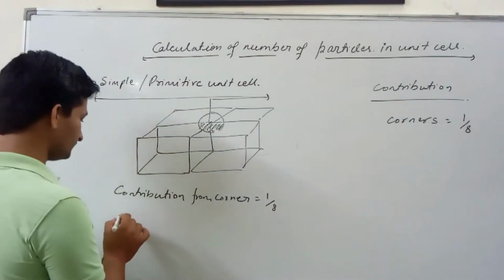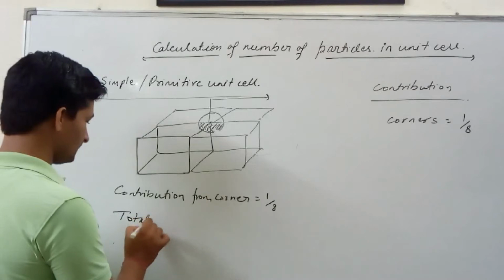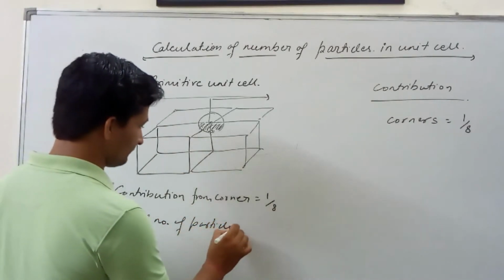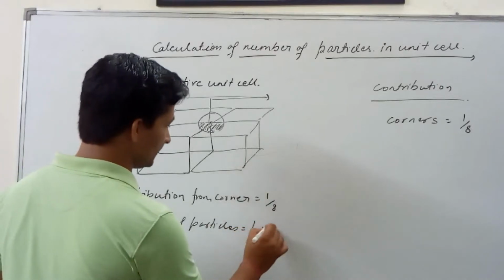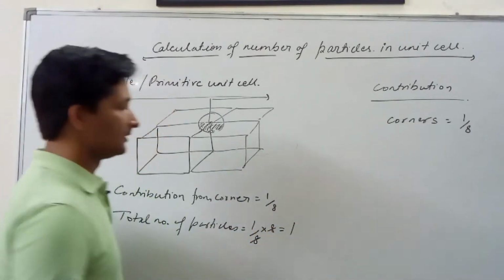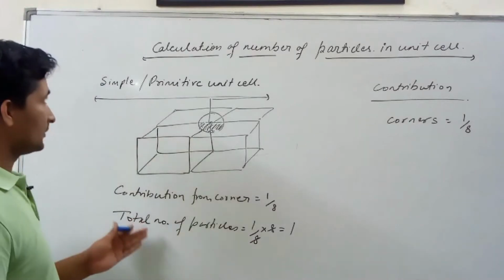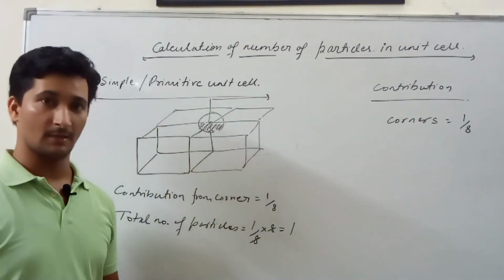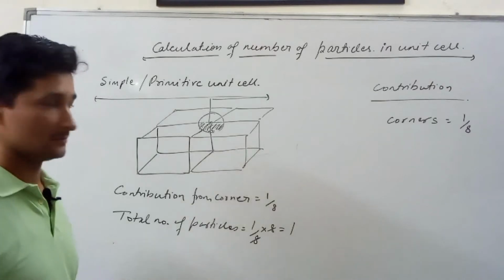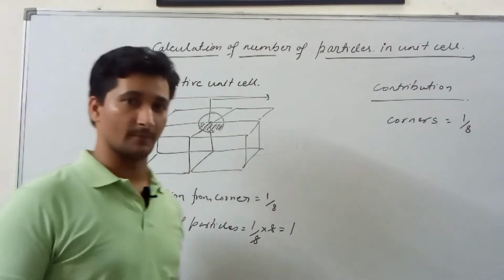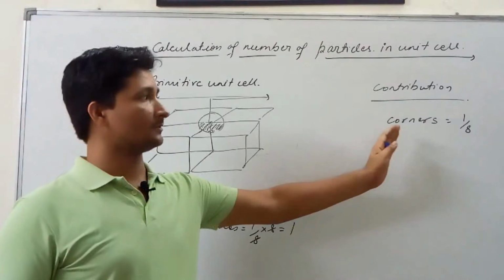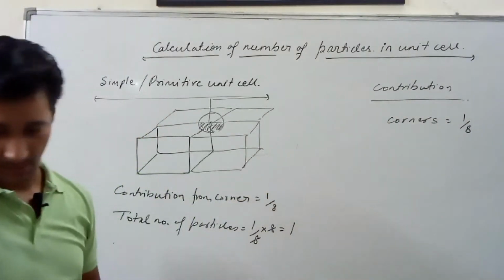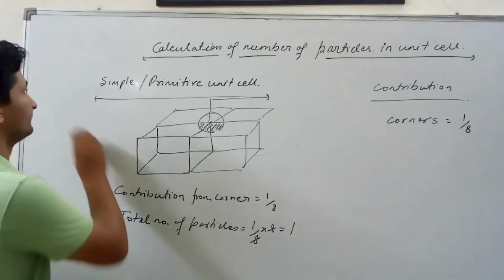So total number of particles equals 1/8 into 8, and it comes to 1. So in a simple or primitive unit cell, the total number of particles is 1, but lattice points are 8. You have to remember the contribution from the particles which are present at the corners of the unit cell.